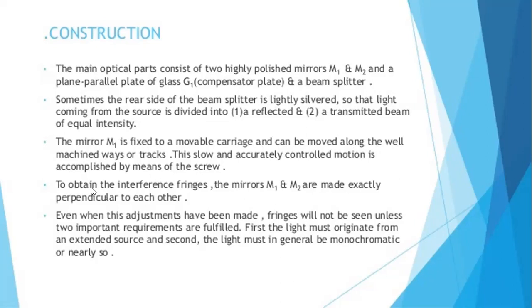Next, to obtain the interference fringes, the mirrors M1 and M2 are made exactly perpendicular to each other. So we must fix both mirrors exactly in perpendicular directions, because only then will the fringes be visible. Even when these adjustments have been made, fringes will not be seen unless two important requirements are fulfilled.